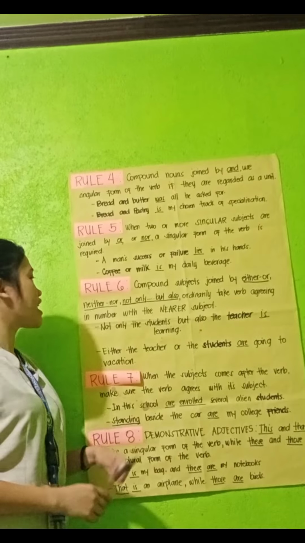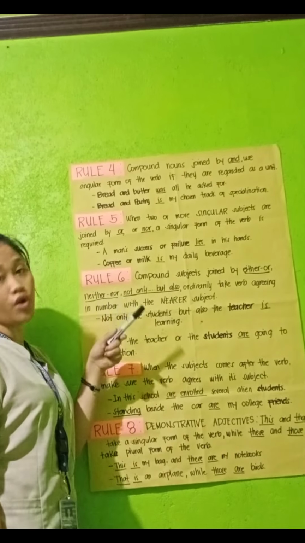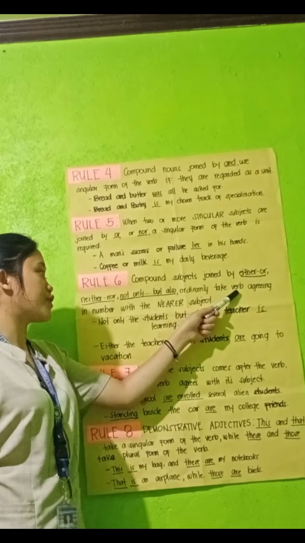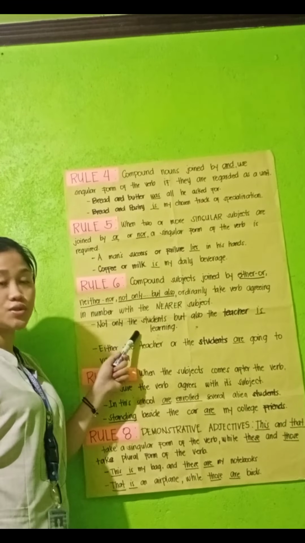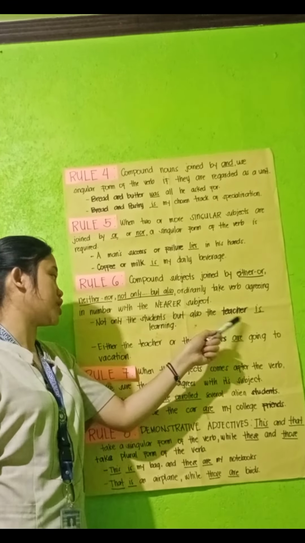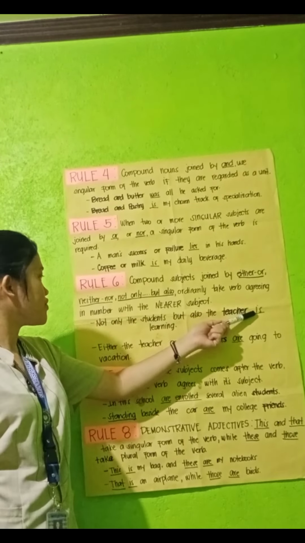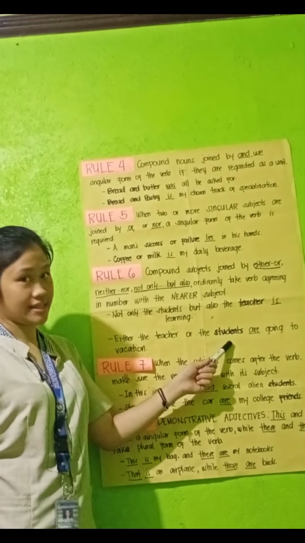Rule number 6. Compound subjects joined by either-or, neither-nor, not only, and but also ordinarily take a verb agreeing in number with the nearer subject. For example, not only the students, but also the teacher is learning. So we use the word is because the nearer subject in this sentence is teacher. Either the teacher or the students are going on vacation. We use are because it talks about students.